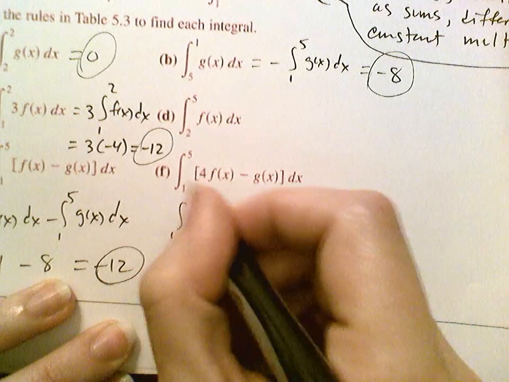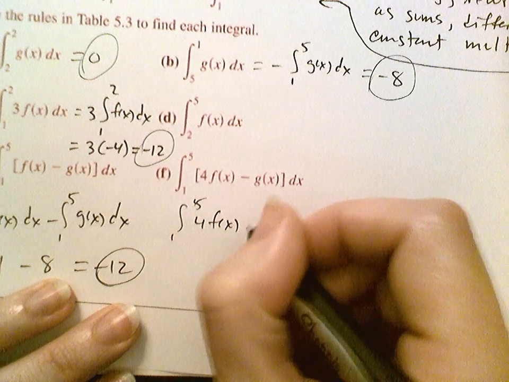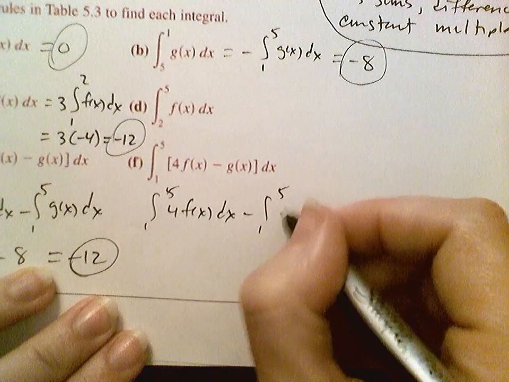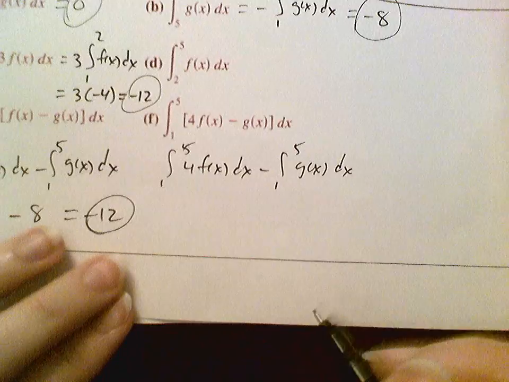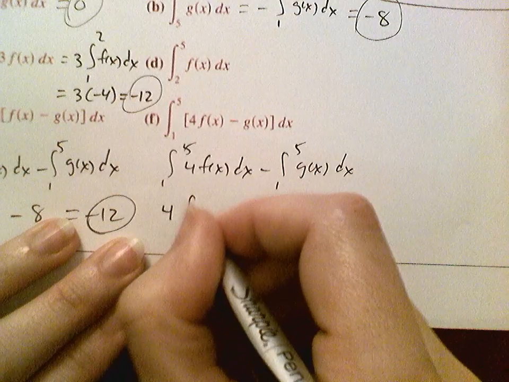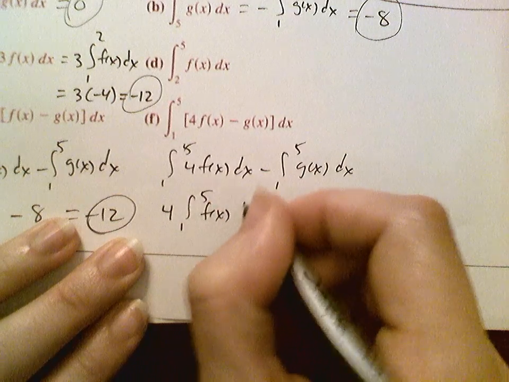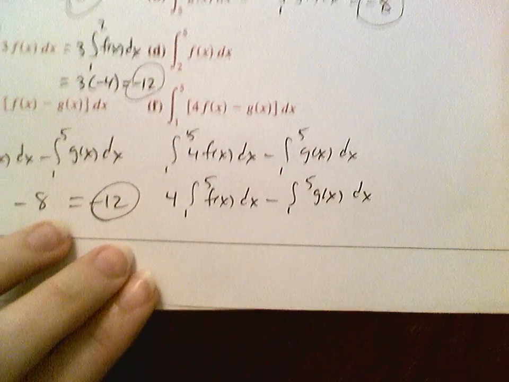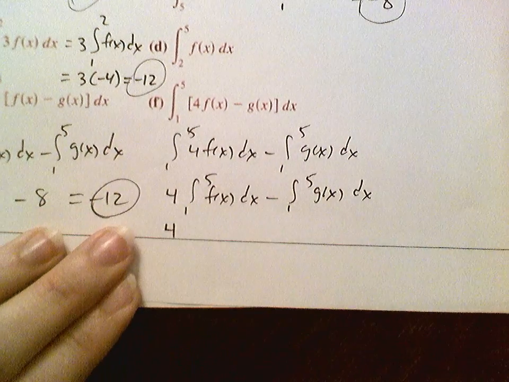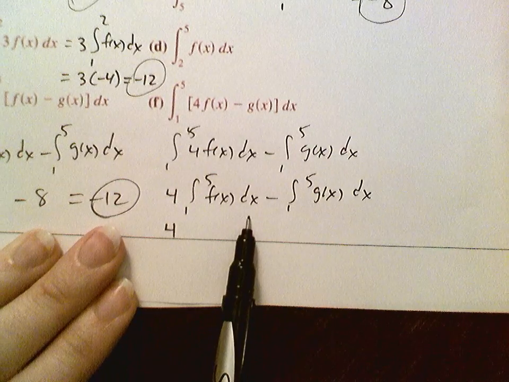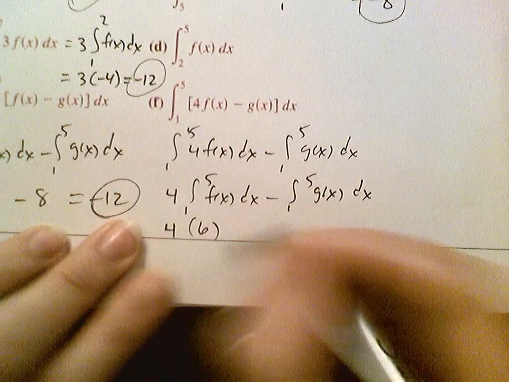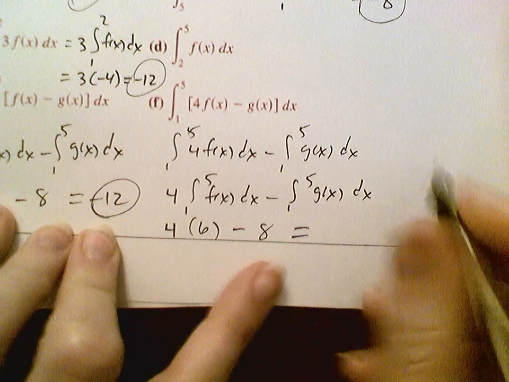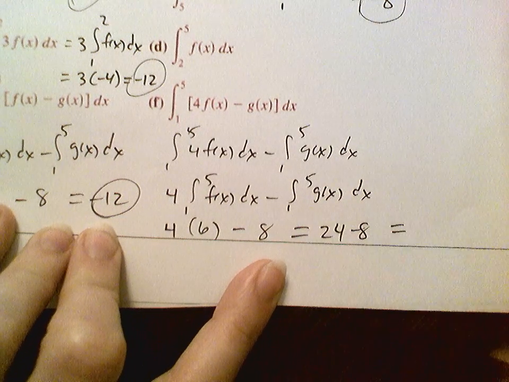So we've got the integral from 1 to 5 of f of x dx minus the integral from 1 to 5 of g of x dx. Then I can pull this 4 out front. All right, now I'm just carrying down that 4. This integral, I'm looking above, and I see that it is 6, minus this integral, I'm looking above, and I see that it's 8. So we get 24 minus 8.